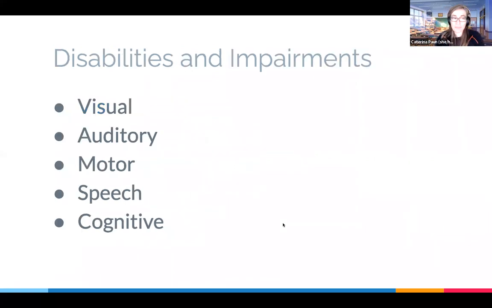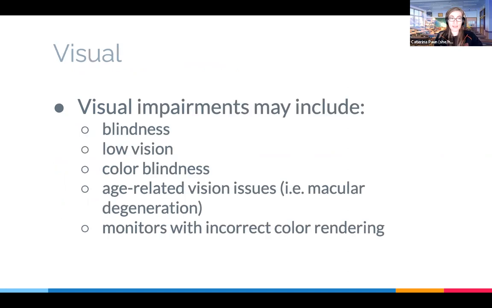In terms of some of the disabilities and impairments that reflect the implementations we're going to talk about later on, we've got visual, auditory, motor, speech, cognitive. Now I want to start with visual. The first thing you might think about is blindness, but we also have low vision, color blindness, age-related issues, and monitors with incorrect color rendering. So as we think about these visual implementations for various impairments, there's so much more than just blindness.